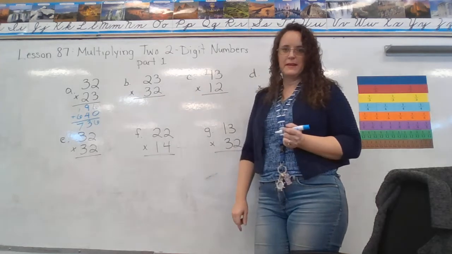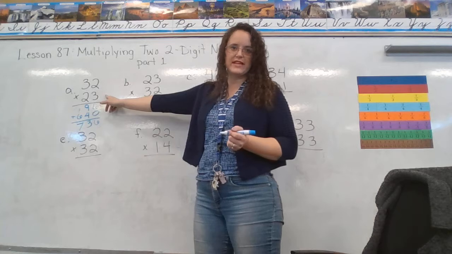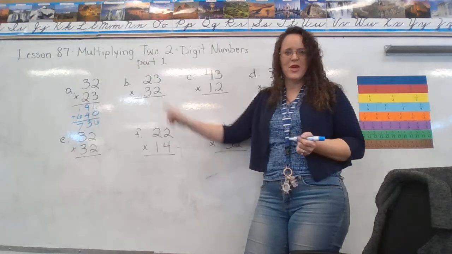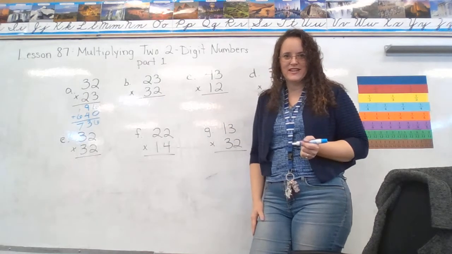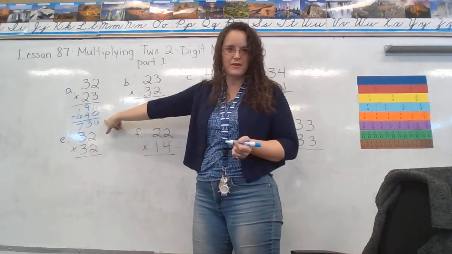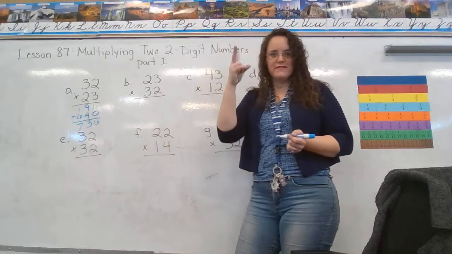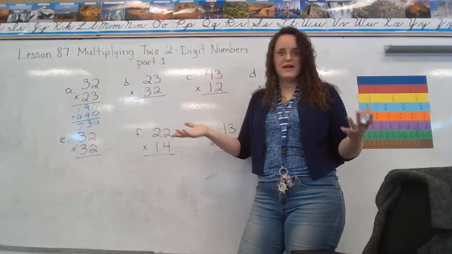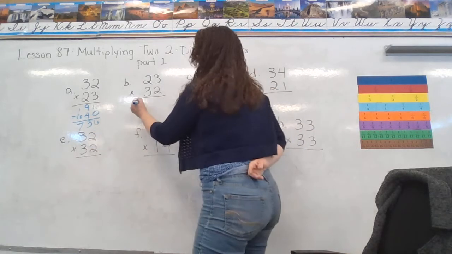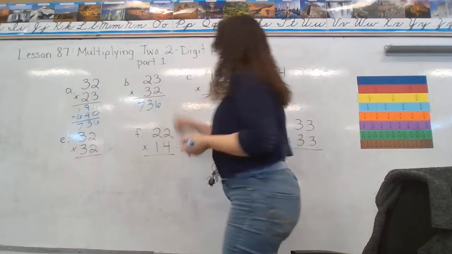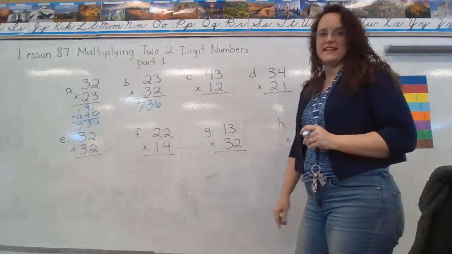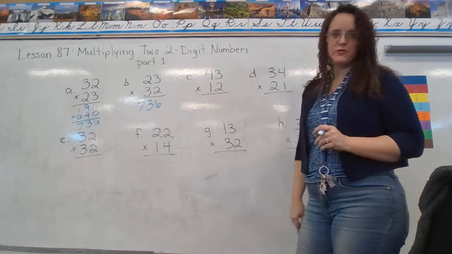Take a look at B. Here we had 32 times 23. Here we have 23 times 32. What do we know about multiplication? Do I have to do all the work to solve this, since I just solved this one? No, when you flip-flop numbers in multiplication, you end up with the same answer. So I know this is 736. Therefore, I can say this must also be 736.